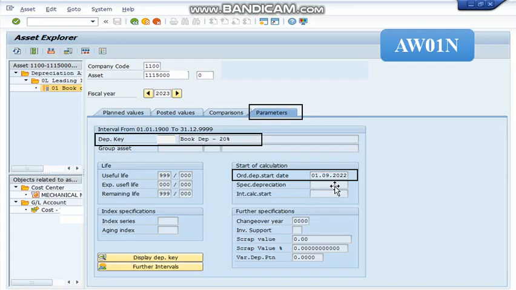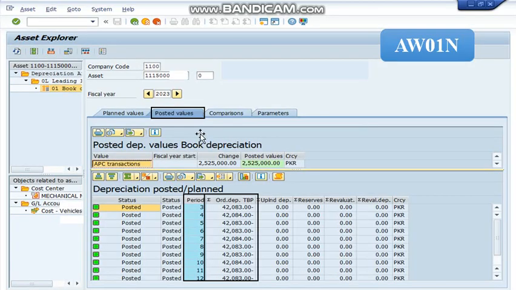Now the starting date of depreciation for this asset is September 2022, while the fiscal year for this company is July to June. So therefore the depreciation is charged for 10 months only. As we can see under the posted values tab that the depreciation is charged from period 3 and ending at period 12. So the depreciation is charged for 10 months only.